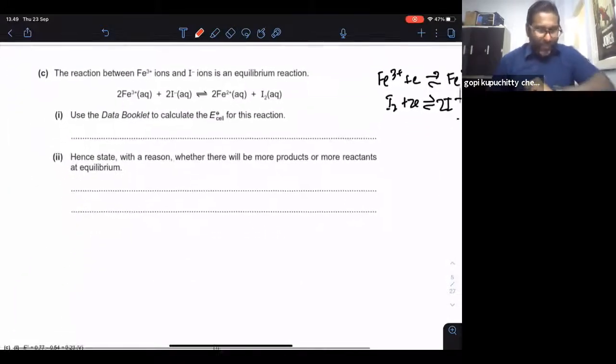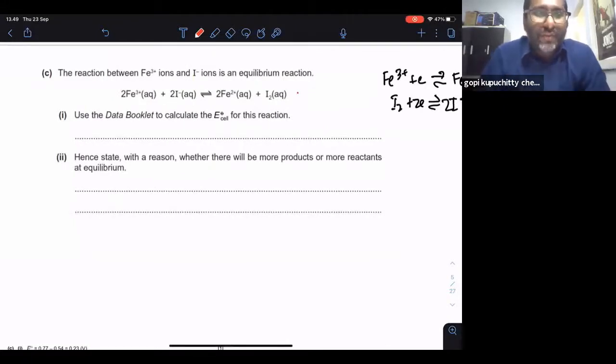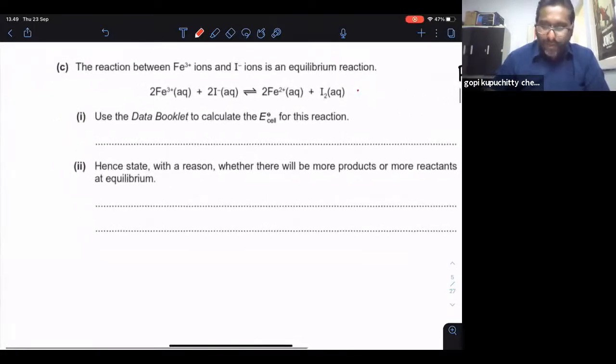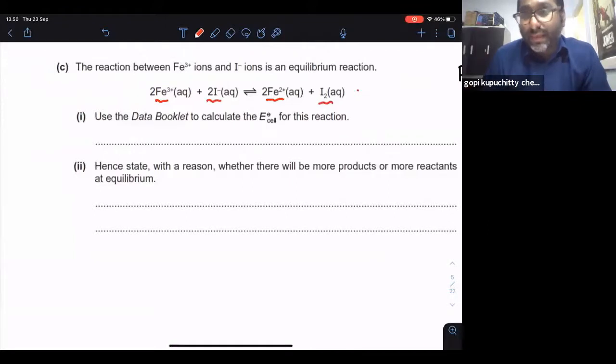Now, the next question is going to be the reaction between Fe3 plus ions and I minus ions in an equilibrium reaction. It's given by this. They are asking you to use the data booklet to calculate the E cell for this reaction. Before you go and look at the data booklet, you just need to identify what are the ions involved in this equation. So I need to look for equations involving Fe3 plus and Fe2 plus, and equations involving I minus and I2.